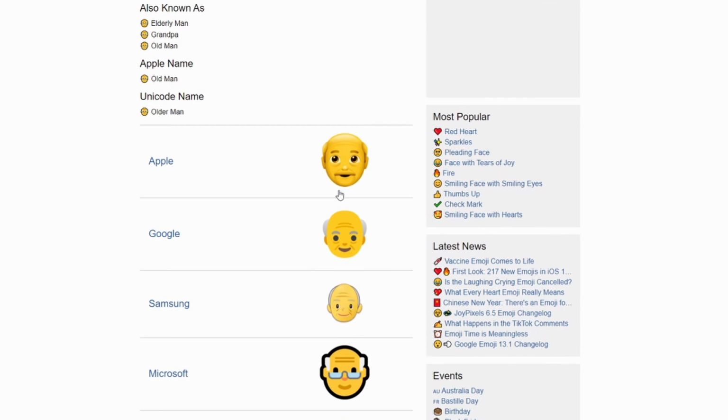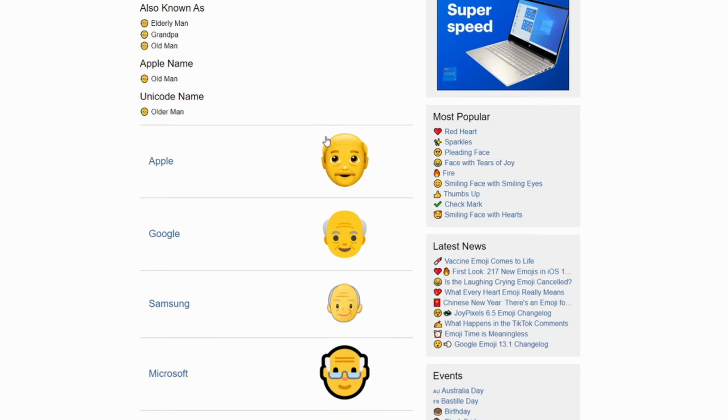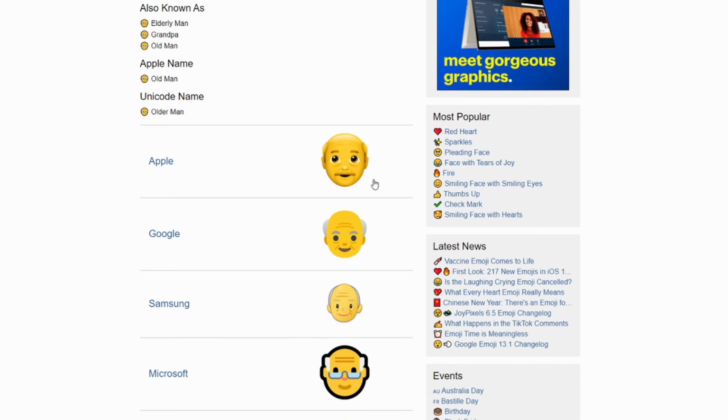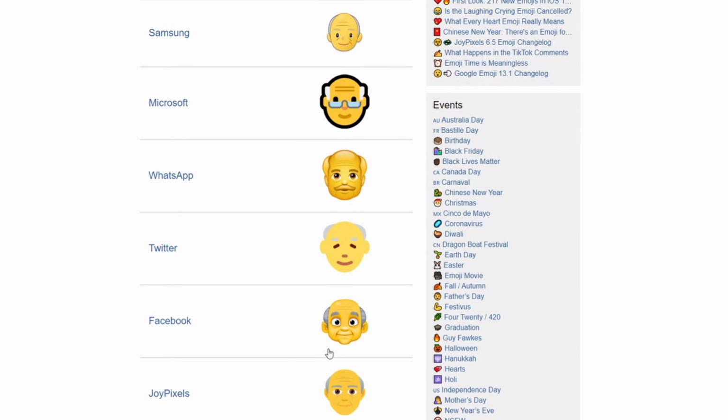There's the old man. You just need wrinkles, a receding hairline, mustache, whatever. And it just looks weird. And I don't know why. Why does it look so weird?